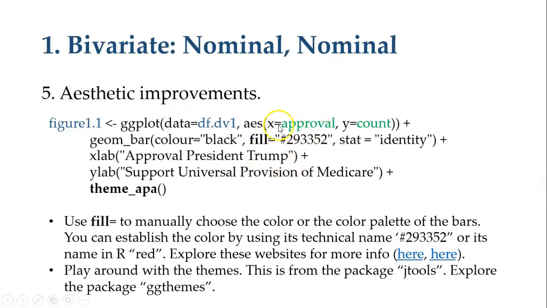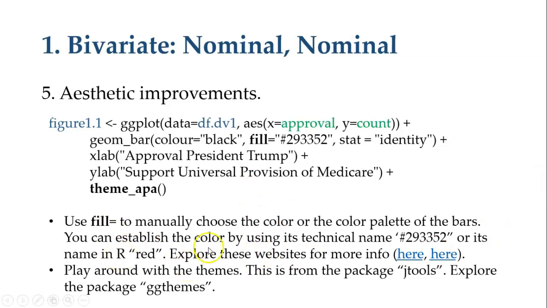The only thing that I want to highlight here is this function called fill, and you can change manually the color of the bar, okay? You can use the technical names, such as this one, or you can use the names according to R. For instance, in this case, red, but R has special names for colors, okay? Explore these websites. If you have time, or later in the future, maybe not right now, explore a little bit and play around with these things and improve your aesthetic presentation of information, okay?